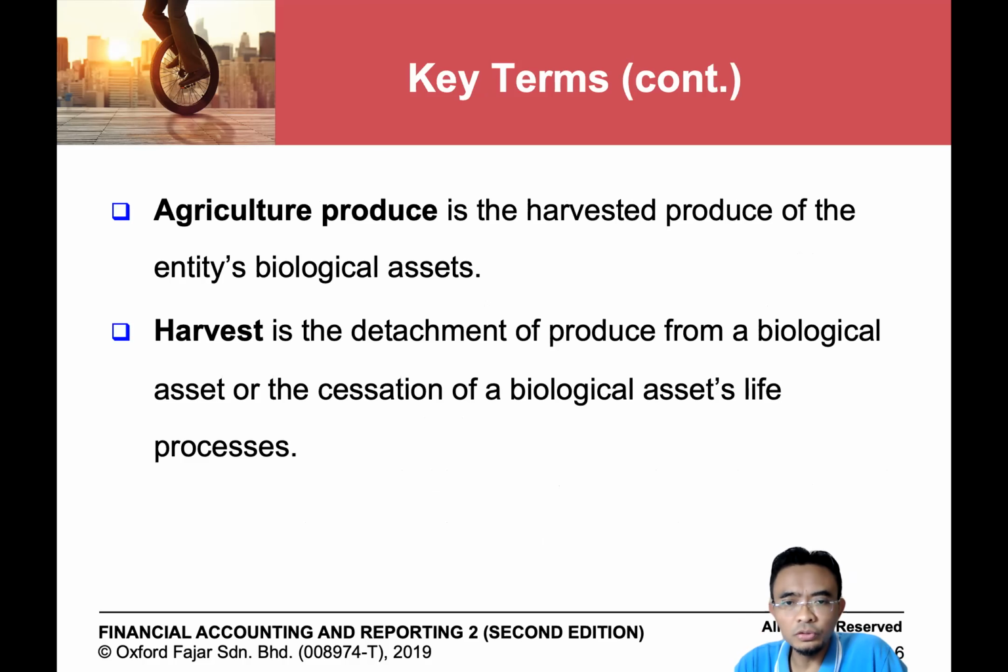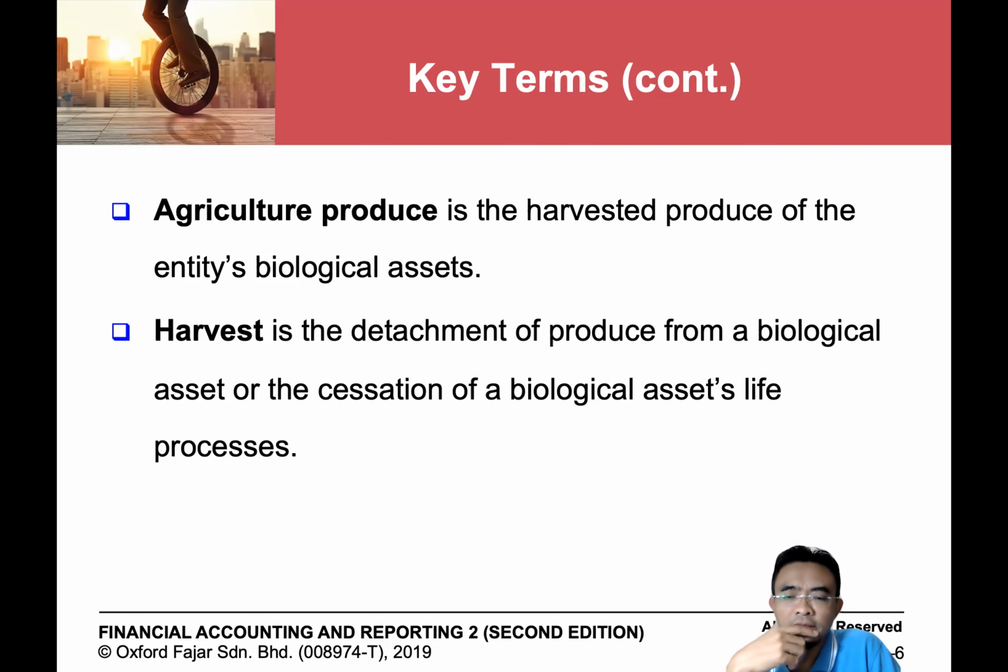Agricultural produce is the harvested produce of the entity's biological assets. For example, if the biological asset we are talking about is the sheep or the cattle, the dairy cattle, then the milk that we harvest from the cattle is agricultural produce. And for the fruit trees that we planted, the fruits of the trees are agricultural produce.